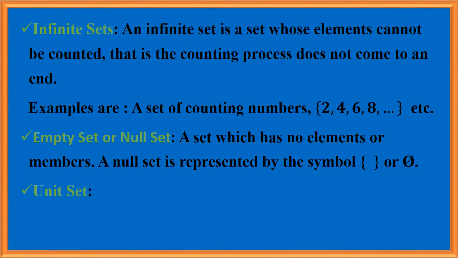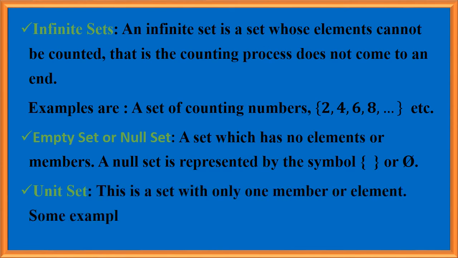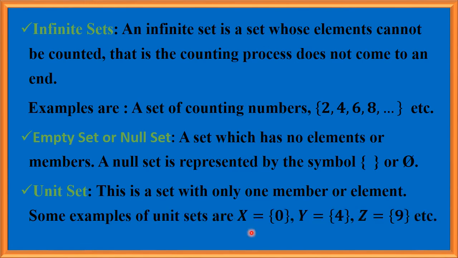We can also have a unit set, which has only one member or element. Examples are set X, which is equal to {0} as an element, set Y having 4 as an element, and set Z having 9 as an element. These are examples of unit sets because they have only one element in them.